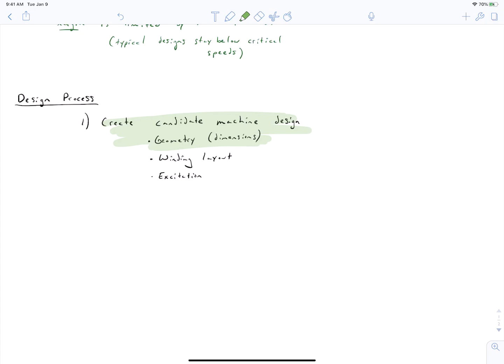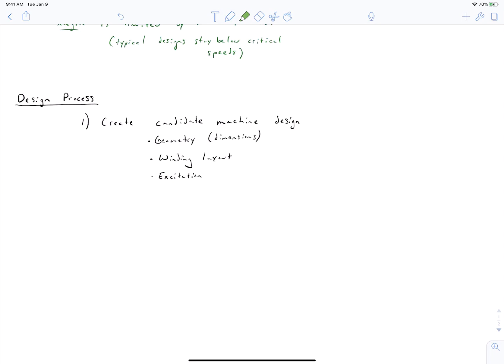And so your first task when you're going to design a motor is to come up with some kind of guess for what all those dimensions should be, and also to determine what your winding layout should be within the slots of that motor, and what your excitation should be. How much current is your machine going to be rated for?